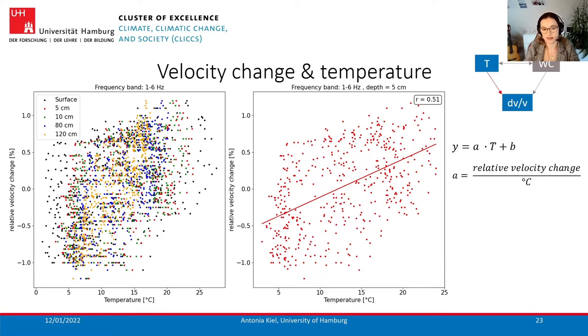So therefore, I calculated the linear regression right here. And having a look at the R value, again, we see that our value or quality factor is at 0.51, which is by far not a good fit. So it means that our data points do not really fit to a linear regression. So this needs to be understood much more in detail with the physical background, but as first approximation, we're now going to proceed using just this linear regression.